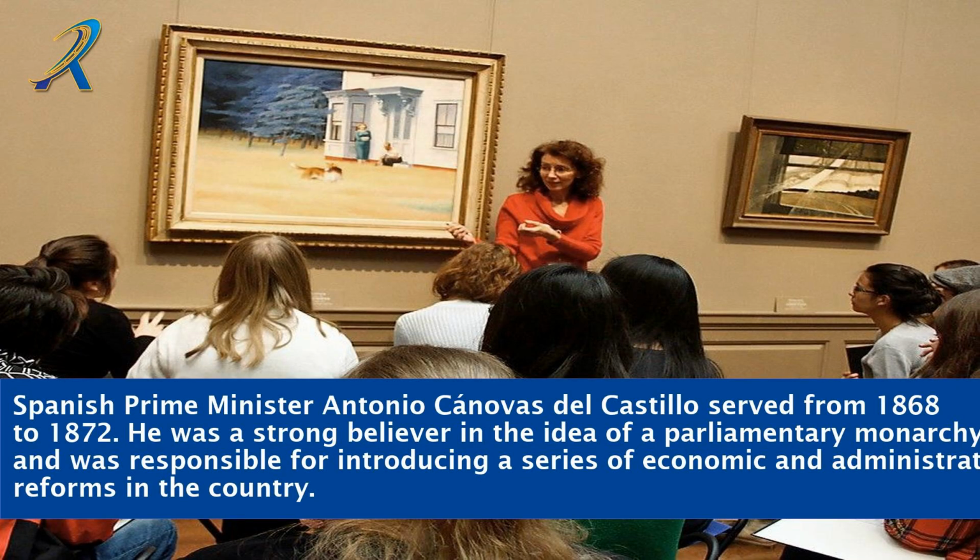Spanish Prime Minister Antonio Cánovas del Castillo served from 1868 to 1872. He was a strong believer in the idea of a parliamentary monarchy and was responsible for introducing a series of economic and administrative reforms in the country.